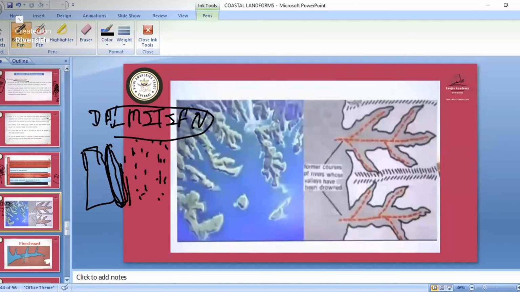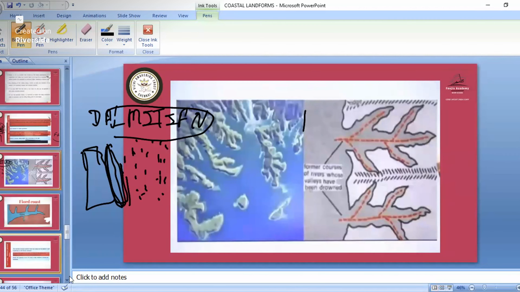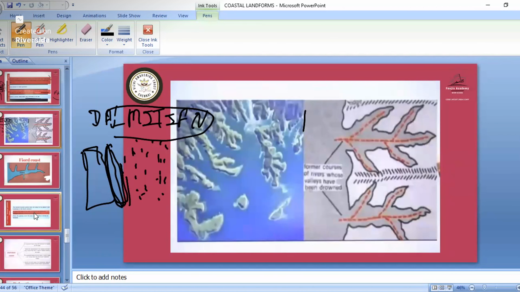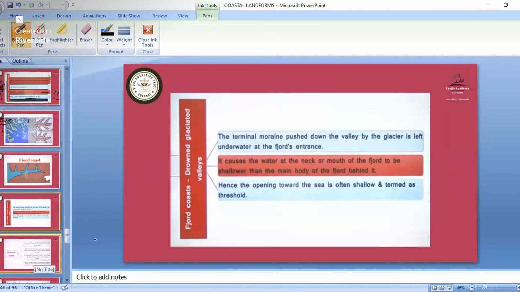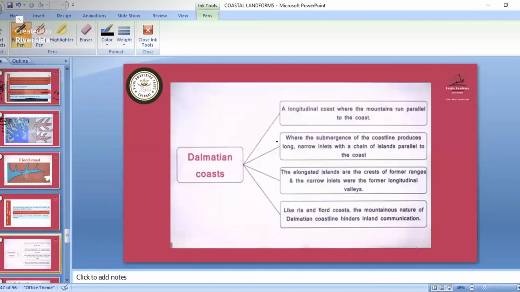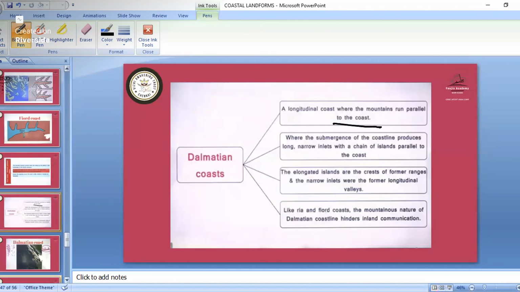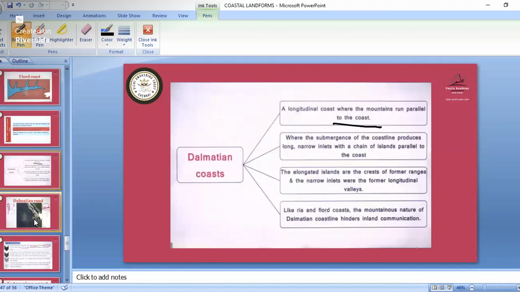So this is about the Dalmatian coast. You can see here water is flowing and formation of landform is happening. So this is about the fjord coast, ria coast, and Dalmatian coast. The fjord coast, as we studied, is like glaciated valleys. Then the Dalmatian or longitudinal coast is where the mountains run parallel to the coast, and the formation of coast is happening parallelly. So that is known as the Dalmatian coast.